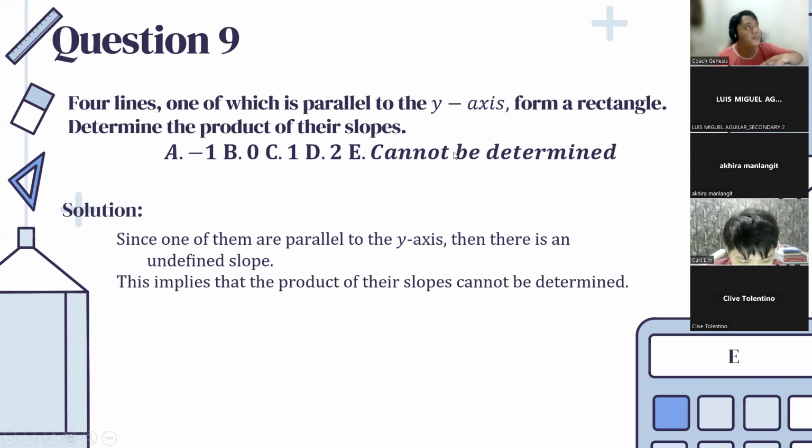Also know that if you were to get the slope of a line parallel to the x-axis, you'll get, I think, 0. Okay, so that's it for number 9.